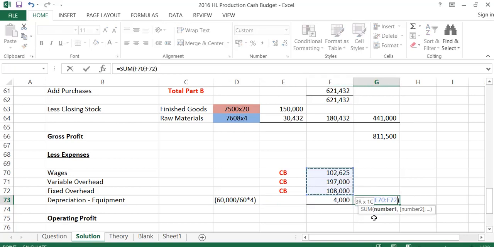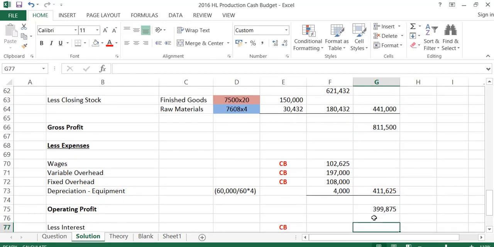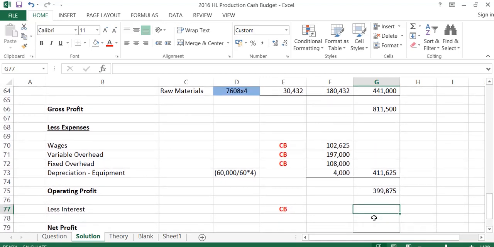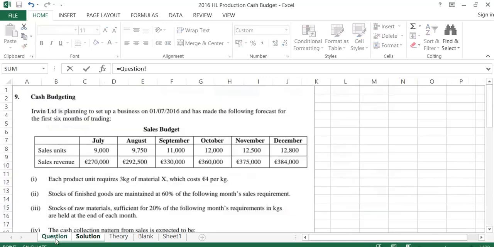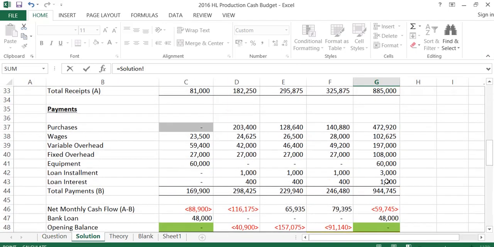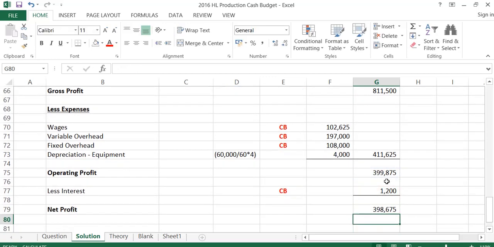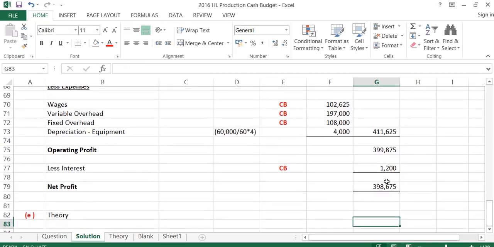So my expenses come to 411,625, and the gross profit less my expenses will leave me with an operating profit of 399,875. And the last thing I have to do is to take away my interest, which again I'll get from my cash budget. The interest came to €1,200, so I'm going to take away the interest, which will leave me with a net profit of 398,675. And that is the budgeted P&L finished.